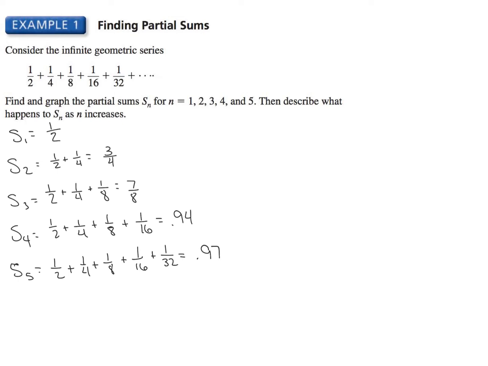So what we see is that we're going from 0.5 to 0.75 to 0.88 to 0.94 to 0.97. We are getting closer and closer.